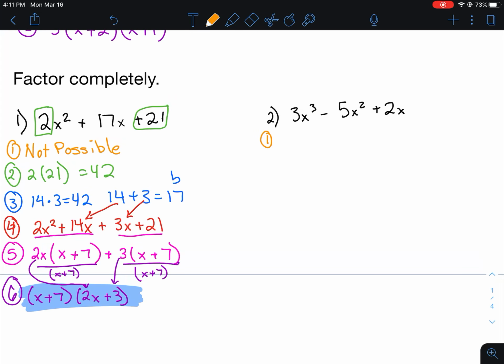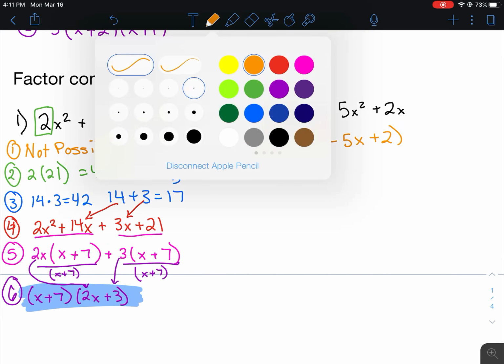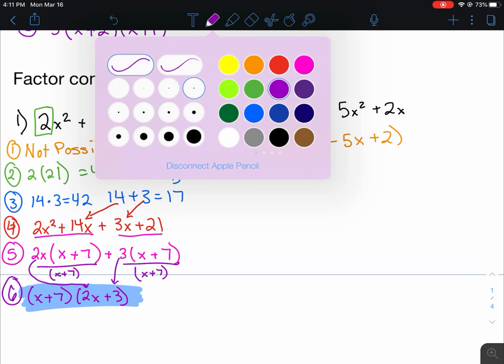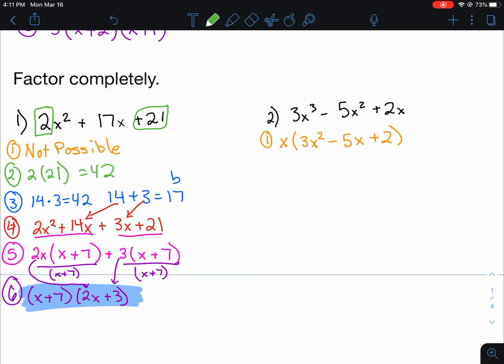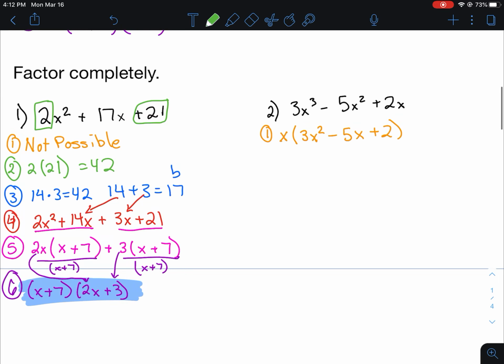Number 1. If we are looking at 3x cubed minus 5x squared plus 2x, there is a greatest common factor this time, and that is x. So if we divide every part by x, that'll reduce it to 3x squared minus 5x plus 2. And now we actually know how to factor it. I've never taught you, and nor am I going to this year, how to actually factor a cubic function. So this is a cubic function, and we aren't able to factor that unless we get it down to a quadratic function, which is x squared terms.